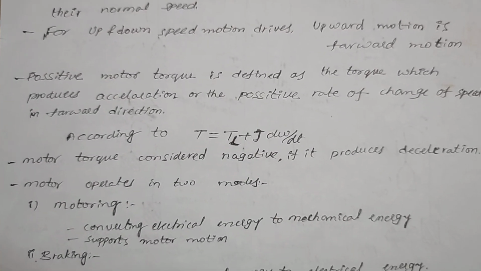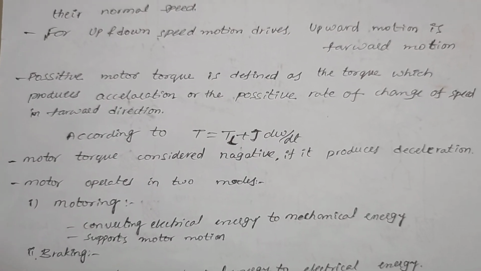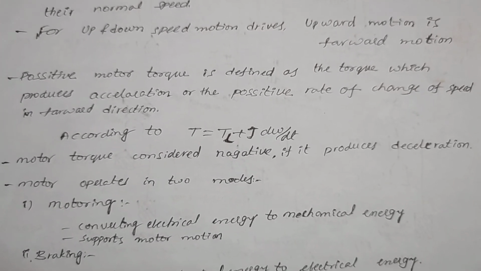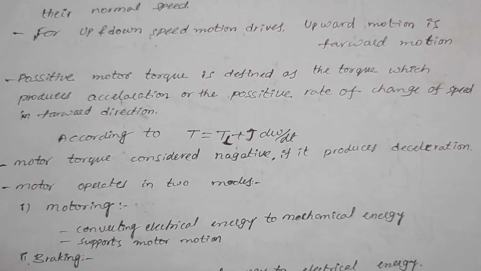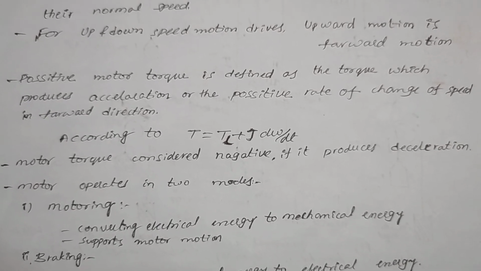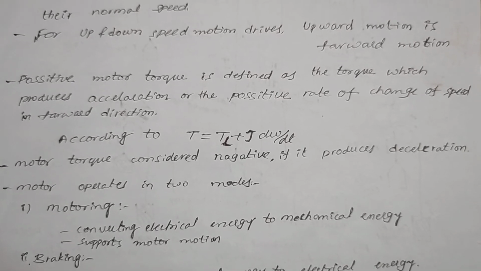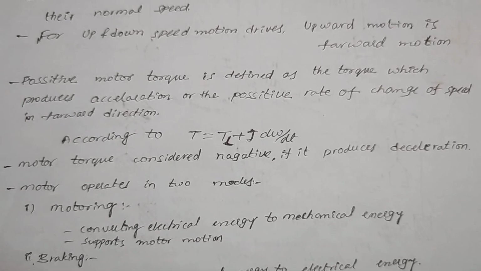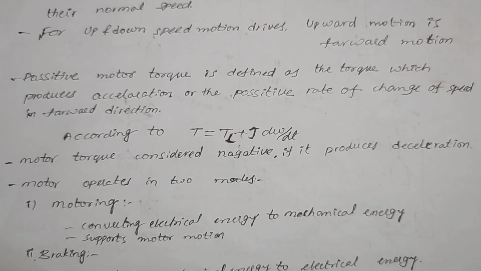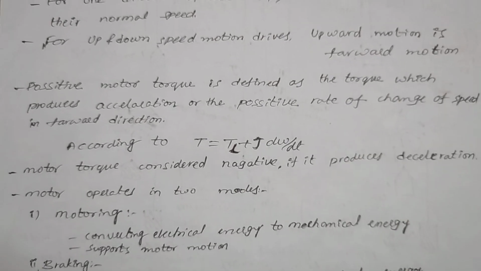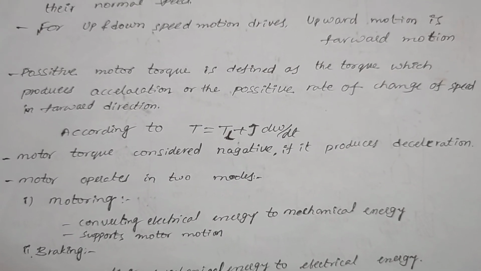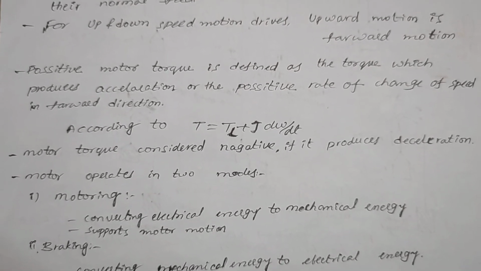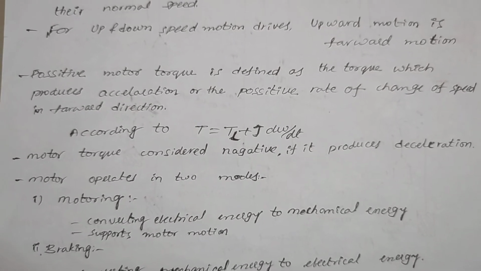The positive motor torque is defined as a torque which produces the acceleration, or the positive rate of change of speed, in the forward direction. That means positive motor torque is generated during the acceleration mode only. Positive torque is generated means your motor torque is sufficient to overcome all the other opposing torques.